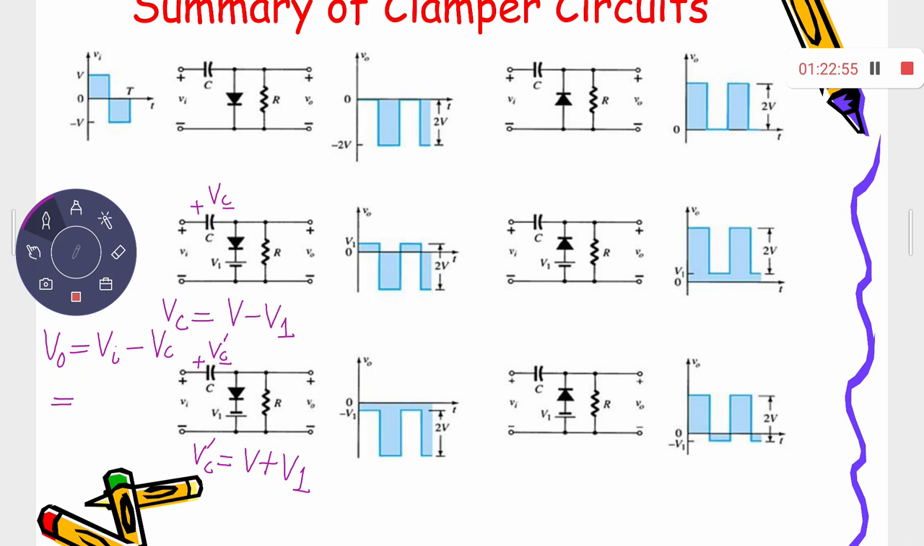Same thing. And you can also apply the same notion over there whenever you have a positive kind of clamper. The only change is that here you have these variations. This time you have this side positive and this side negative. Clear?